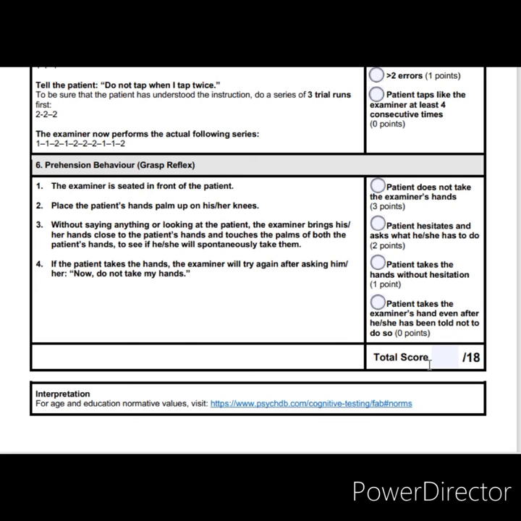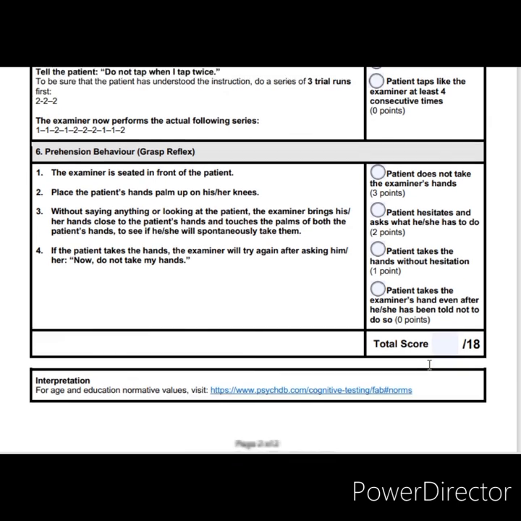Now if the patient does not take the examiner's hand, then 3 points. If the patient hesitates and asks what he has to do, then 2 points. If the patient takes the hand without hesitation, 1 point. And if the patient takes the examiner's hand even after he or she has been told not to do so, 0 point. So the total score is calculated, and the maximum score is 18 and a significant score is less than 12.